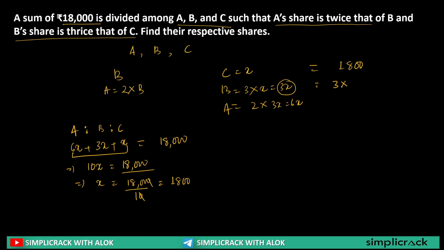And share of B is 3 into x, that is 3 into 1800, that is 5400. And share of A is equal to 6 into x. So if we solve this, we'll get the answer to the whole question. Sorry, 10800. Here it is 5400. Here it is 1800. I hope now you are clear.